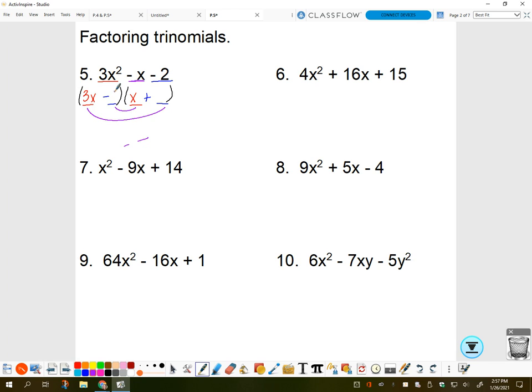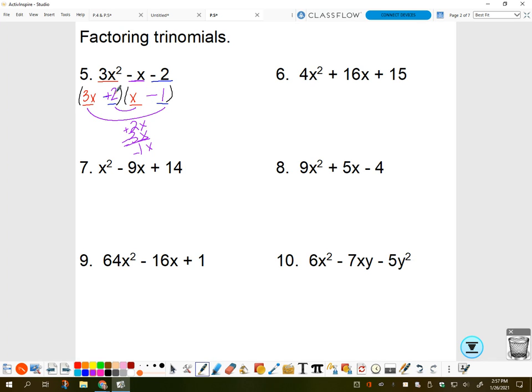We'll put the 2 here and the 1 here. So now we have a 3x and a negative 2x. That's going to give me positive 1x. I need it to be negative, but if I switch these signs, then that works out. So I just have to switch my signs up here, and I'm right.